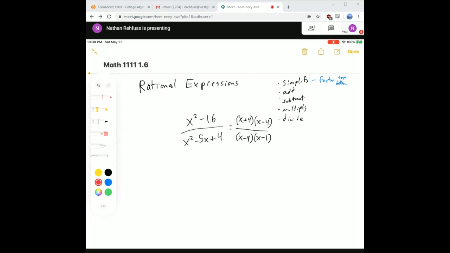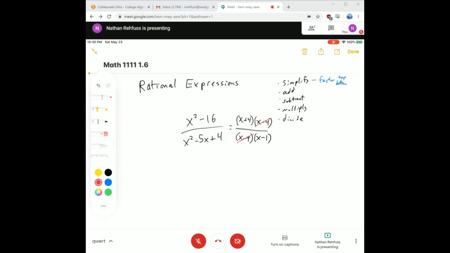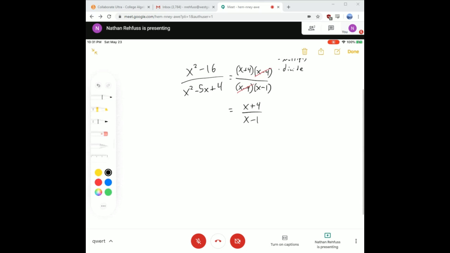They are factors, so we can cancel them right out. Something's multiplied by the whole top and these multiplied by the whole bottom. You can cancel that right out. So we're going to cut those factors out. This rational expression is equal to x plus 4 over x minus 1, and that's what I mean by simplifying a rational expression. Not so bad.